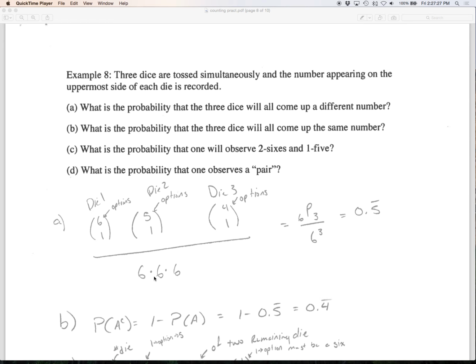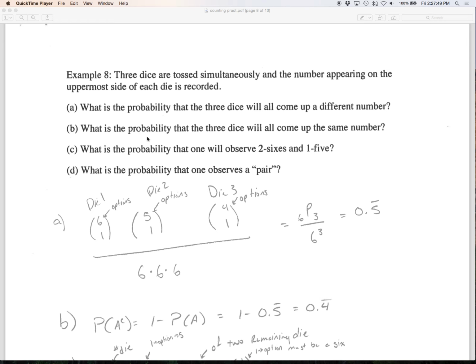In total, each die has 6 options, so we'll multiply 6 by itself 3 times. This is 6 permute 3, another way of saying this, out of 6 to the power 3. There is a 55.5 repeating percent chance that this will happen.